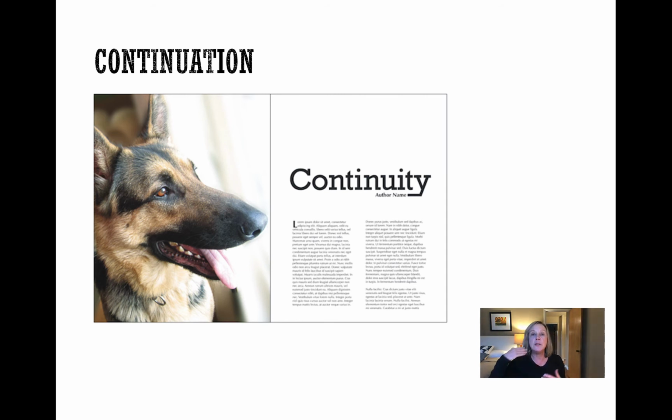Continuation relates to layout in a magazine, for example, because usually if we have a picture on the page of a person, or in this case an animal, you wouldn't want to have this dog on the right and the layout on the left, because the dog's eye direction is going to take you off the page. So if you've got a person or an animal on a page, have that eye direction pointing into the story.